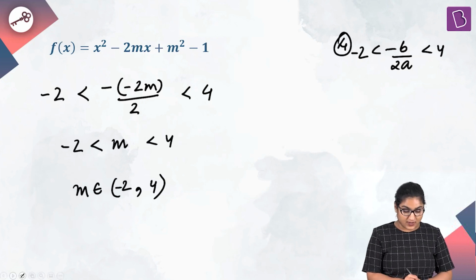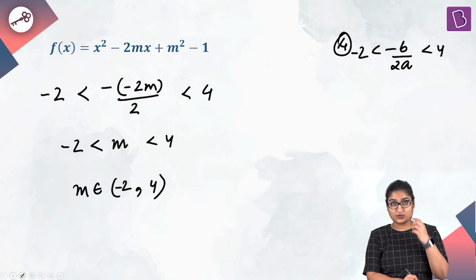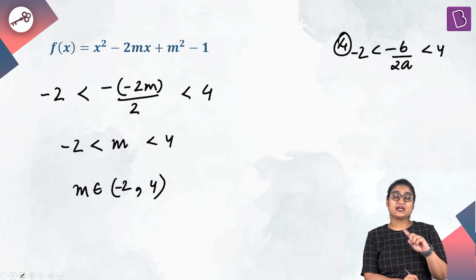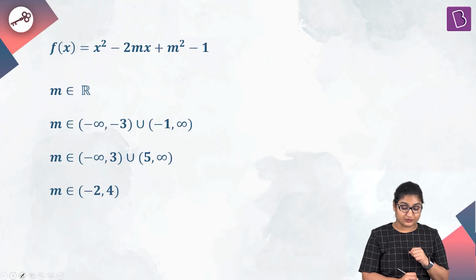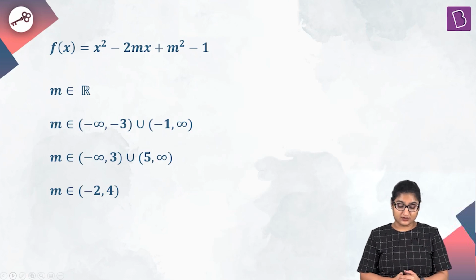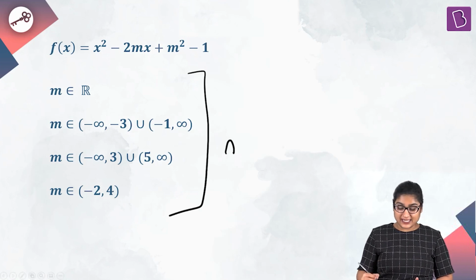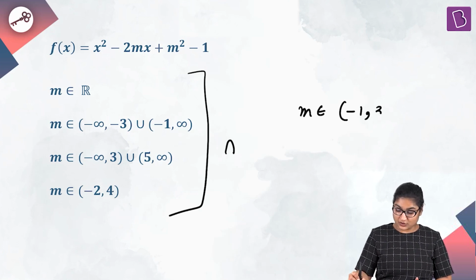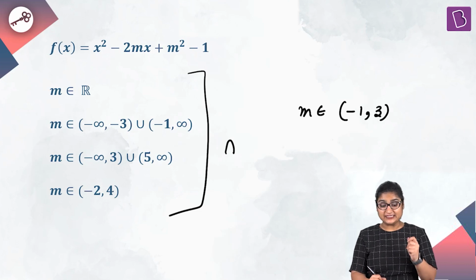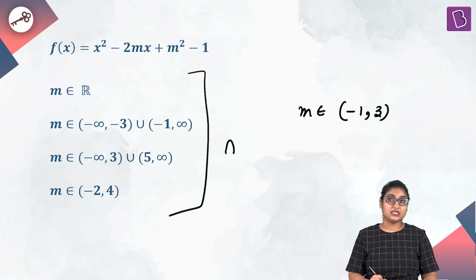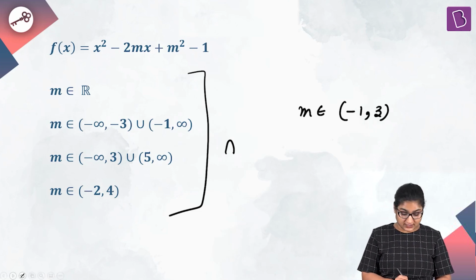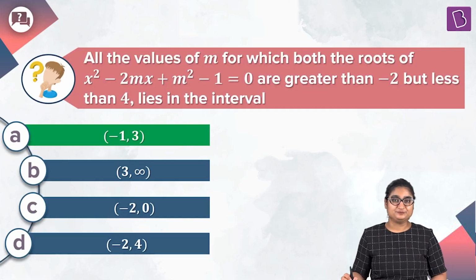All right. So we have got 4 conditions. We solved for 4 conditions, and after solving for 4 conditions, we got 4 intervals for m. All we have to do is take their intersection. So after taking intersection, we will get m belonging to the interval minus 1, 3, which is the same as option A.